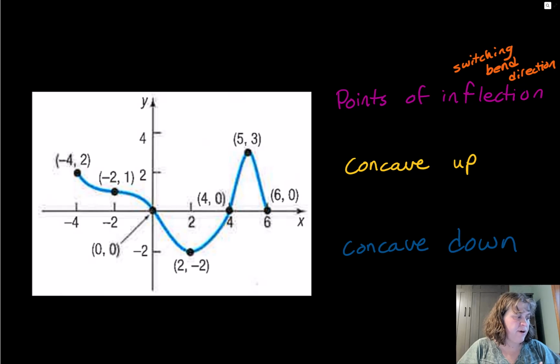So think about it kind of like your extrema, where we would switch from increasing to decreasing at a max or a min. This is a point of inflection where I'm switching from concave up to concave down. So first up, we have to figure out where our concave ups and downs are. What does this look like? And then we can find our points of inflection.